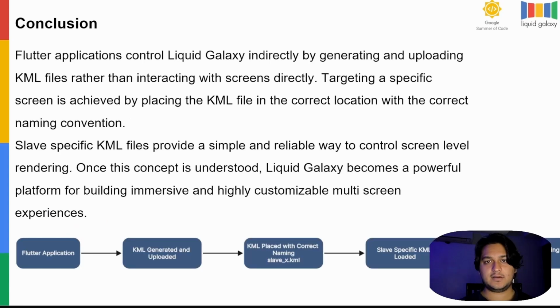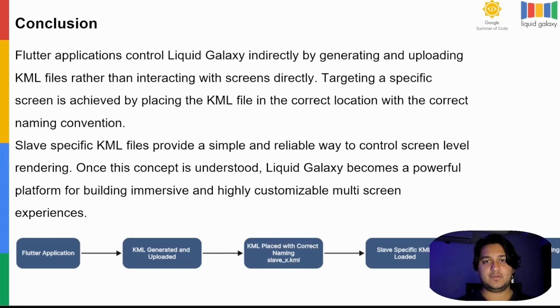This allows developers to design experiences that take advantage of the physical layout of the Liquid Galaxy rig. To conclude, Flutter does not control the Liquid Galaxy screens directly. Instead, it controls the system indirectly by generating and uploading the KML files. Targeting a specific screen is achieved by placing the KML in the correct location and then following the correct naming convention.